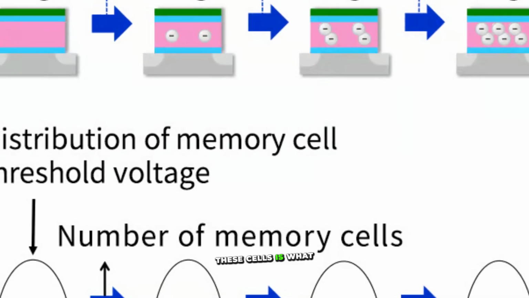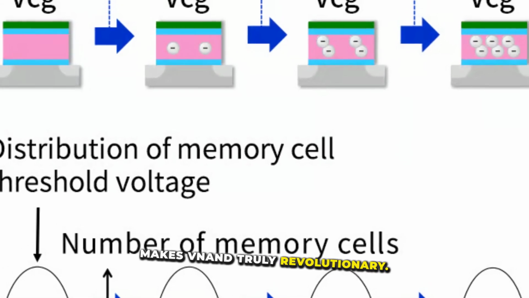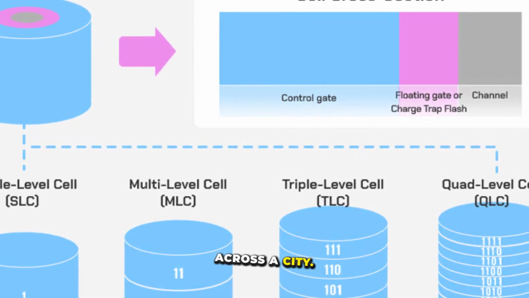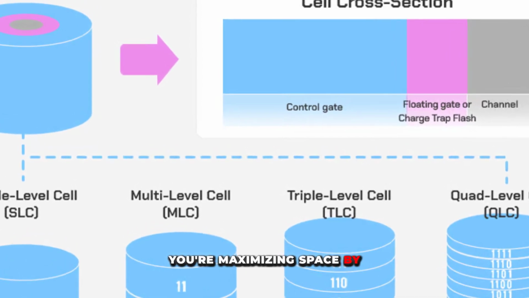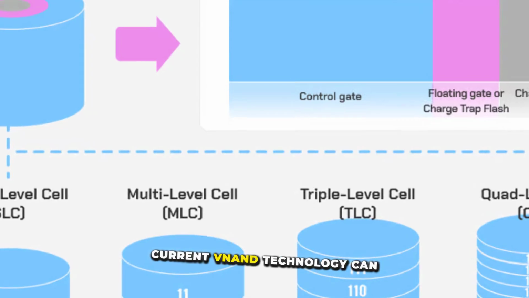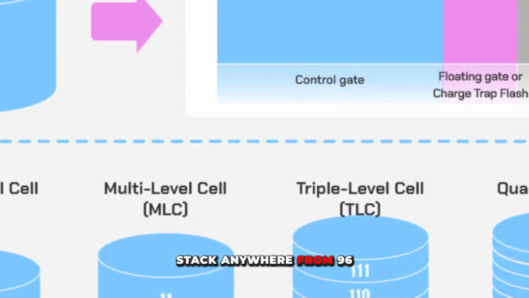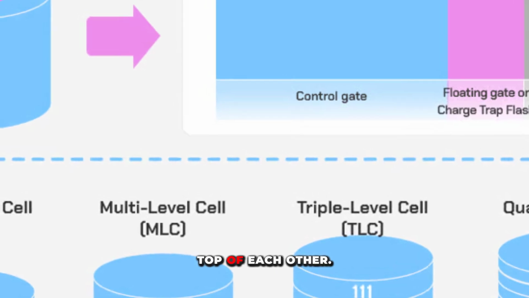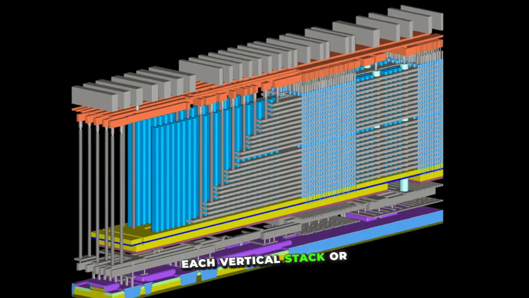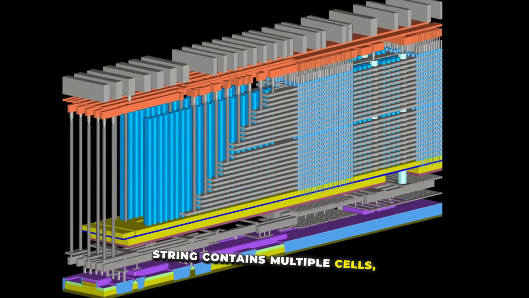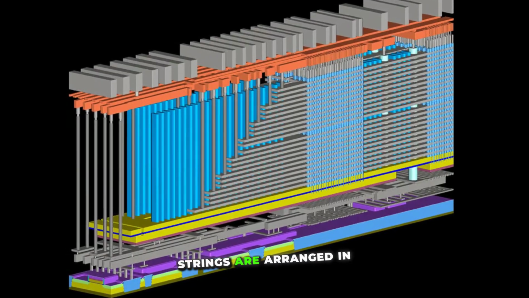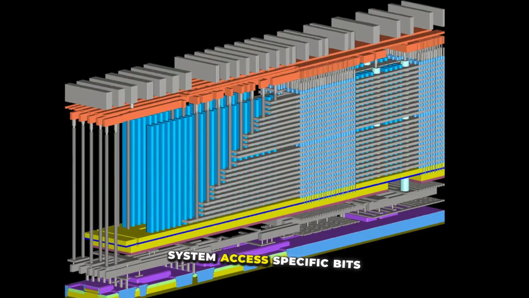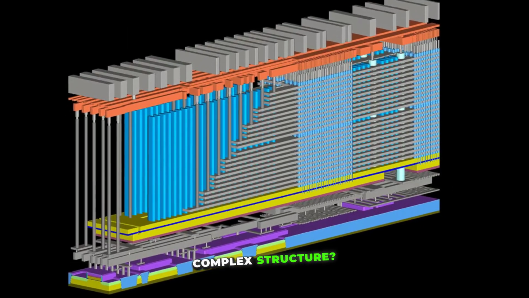The vertical stacking of these cells is what makes VNAND truly revolutionary. Imagine building a skyscraper instead of spreading houses across a city. You're maximizing space by building upward. Current VNAND technology can stack anywhere from 96 to 176 layers of memory cells on top of each other. Each vertical stack or string contains multiple cells, and thousands of these strings are arranged in arrays to form memory blocks. But how does the system access specific bits of information in this complex structure?